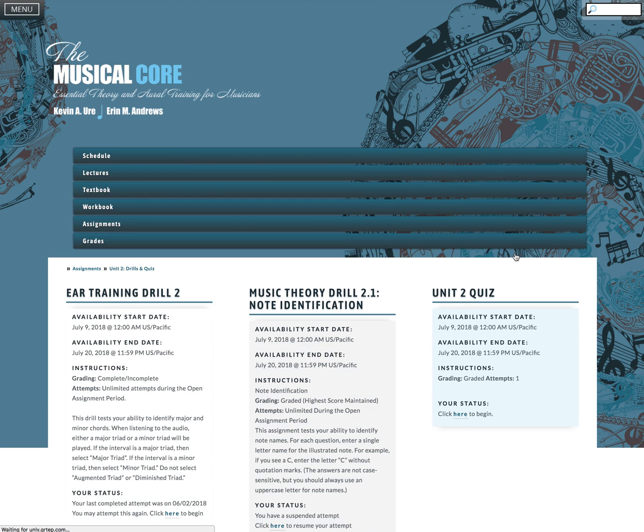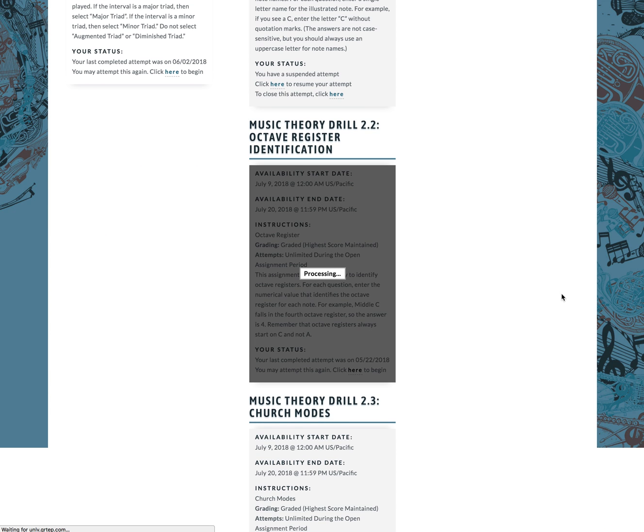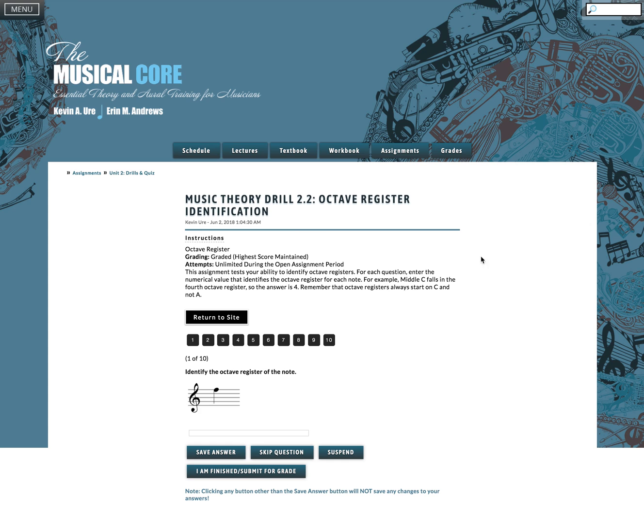All right, so let's look at Music Theory Drill 2.2, octave registers. And remember, octave registers are when you are giving the range of a pitch. So you have to identify not the note name, you have to identify the octave register. If you look at the instructions, you get a little more information on this one because this is a little bit harder. For each question, enter the numerical value that identifies the octave register for each note. For example, middle C falls in the fourth octave register. So since middle C, the note that occurs right below the staff, is in the fourth octave register, we would put 4 if this were a middle C, but it's not.